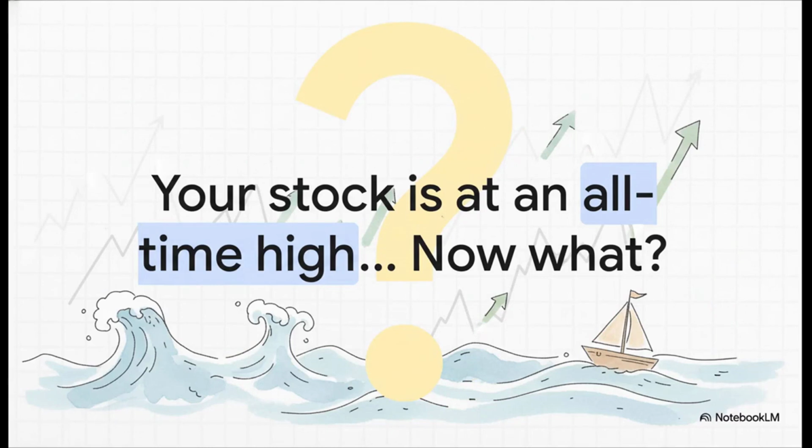So let's set the scene. You made a brilliant call, your stock has just exploded upwards and smashed through its all-time high. I mean, what a feeling. But then that question hits you. Now what? Where on earth do you set your sell target when there's no history, no past resistance level to look at? You're literally sailing off the edge of the map.